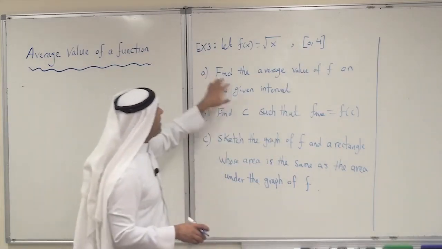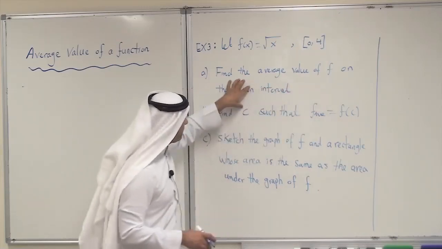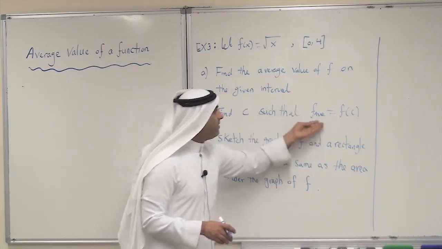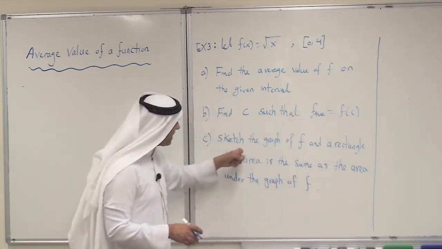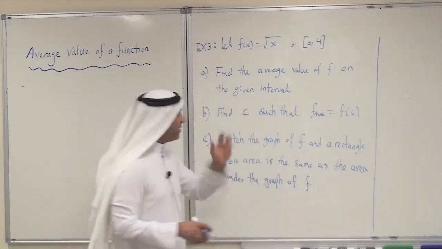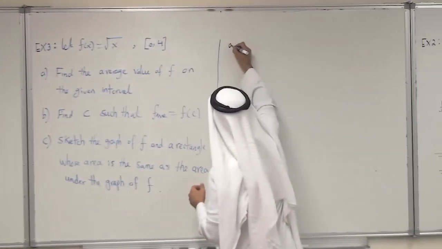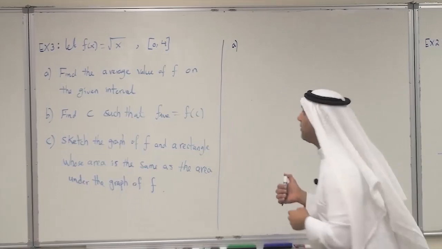The question says find the average value of f on that interval. Then by the mean value theorem find the c such that f average equals f of c. Then illustrate the result geometrically. So that's what we need to do. So let's come to part A. Part A, we need to find what? We need to find the average value of this function.